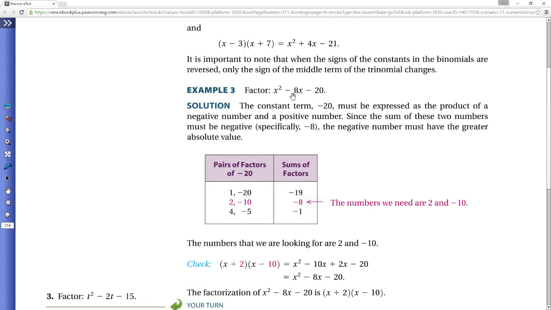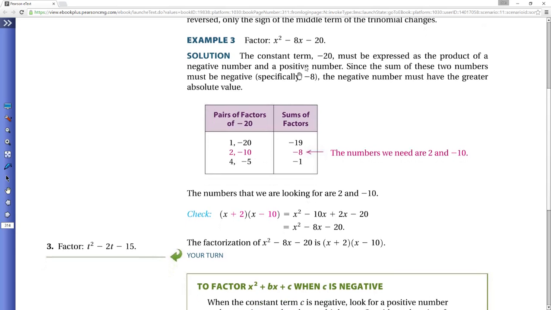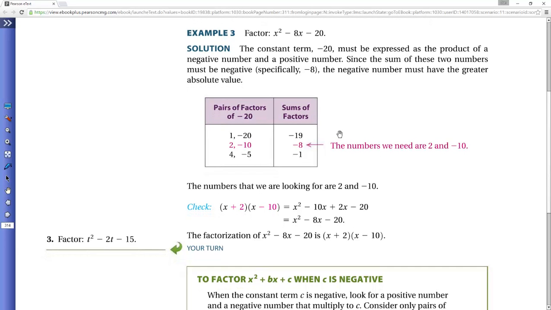In this example 3, when I have negative, negative, I'm going to end up choosing the right one. I could have had another group of factors that give me negative 20, like negative 2 and positive 10, but that would add up to a positive. So they choose the factors where the one with the larger absolute value, which means the larger distance from 0, is the negative. That way, when I add them together, I know I'll end up on the left side of the number line, and stay in the negative region to get a negative sum.